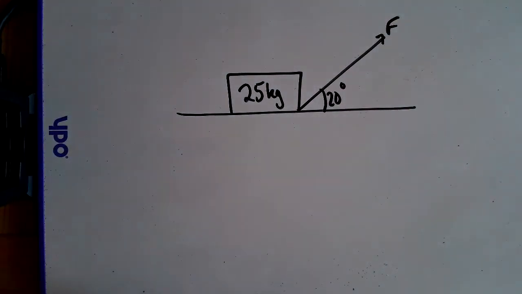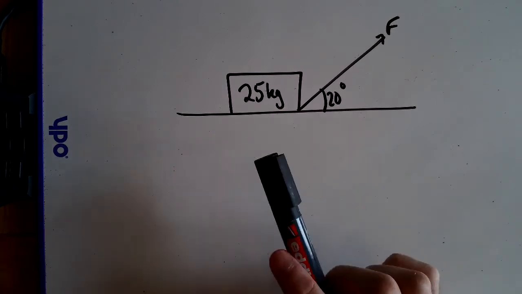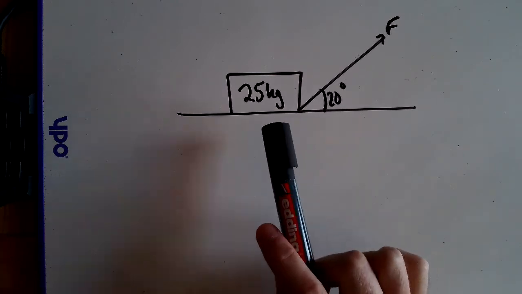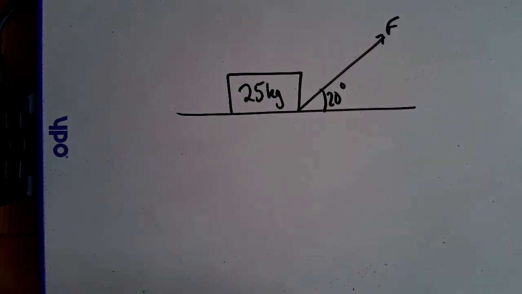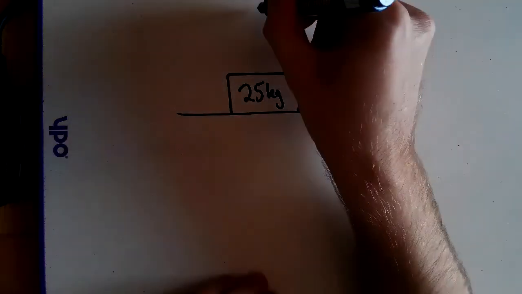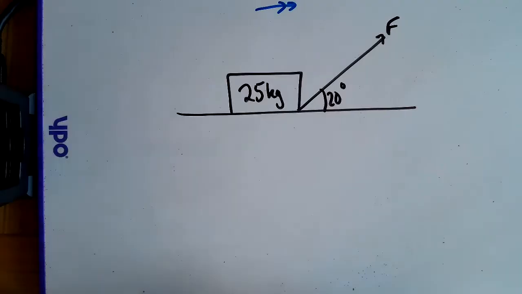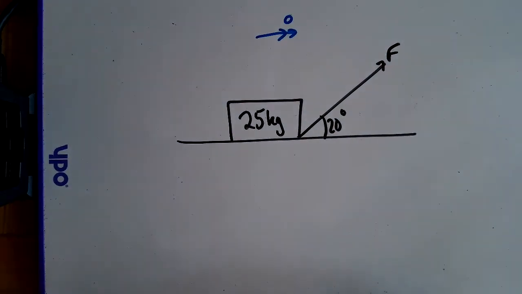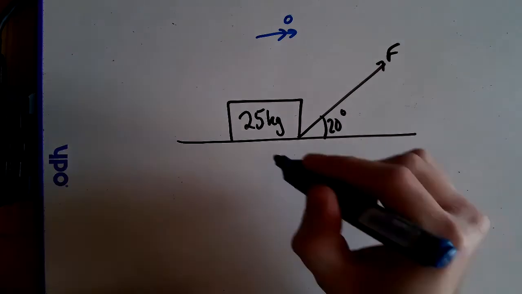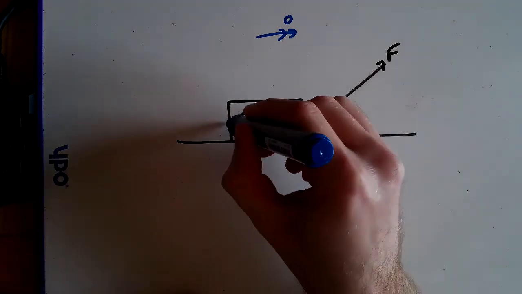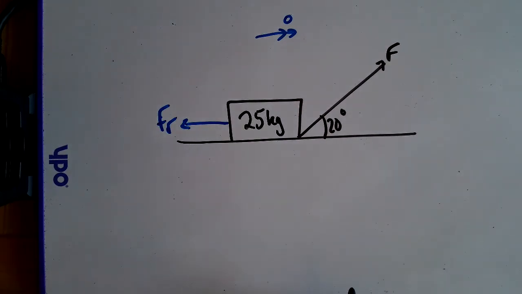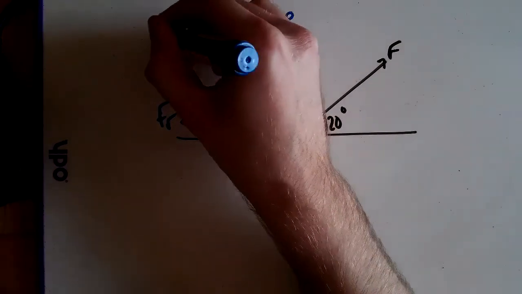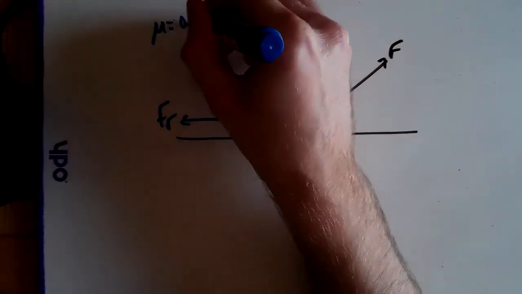Okay, for question 3, we've got this scenario. A block of mass 25 kilograms is at rest on the rough horizontal floor. Rest means we have no acceleration. Rough horizontal floor means we have friction going in the opposite direction. The coefficient of friction between the block and the floor is 0.4, so mu is 0.4.